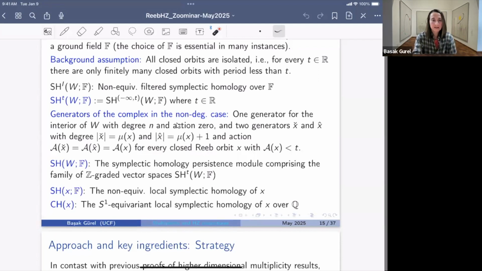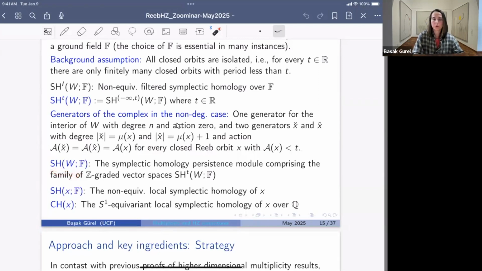And then notation-wise, this is a non-equivariant symplectic homology in the interval negative infinity to T, SHT. And let's recall that this complex is generated, say, in the non-degenerate case. So you have one generator coming from the interior of the domain, of degree n with action 0. And then for each closed Reeb orbit with action less than T, you're going to have two generators. One will have the same index as X, and the other one plus 1, and they will have the same action. And then we are going to put these graded vector spaces into the persistence homology language, and this will be the notation for that.